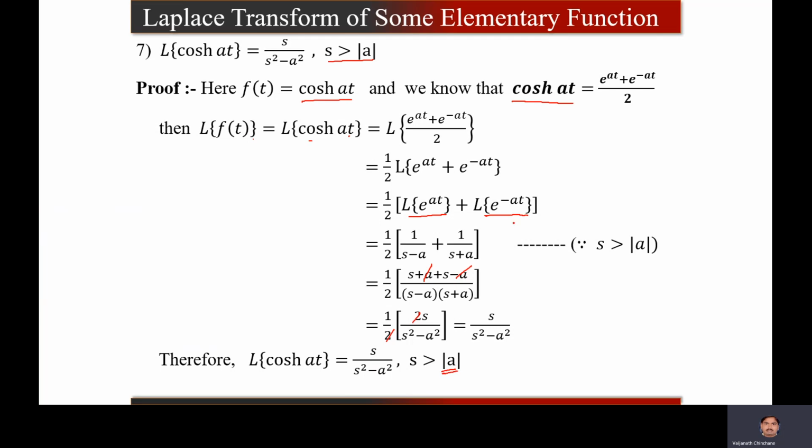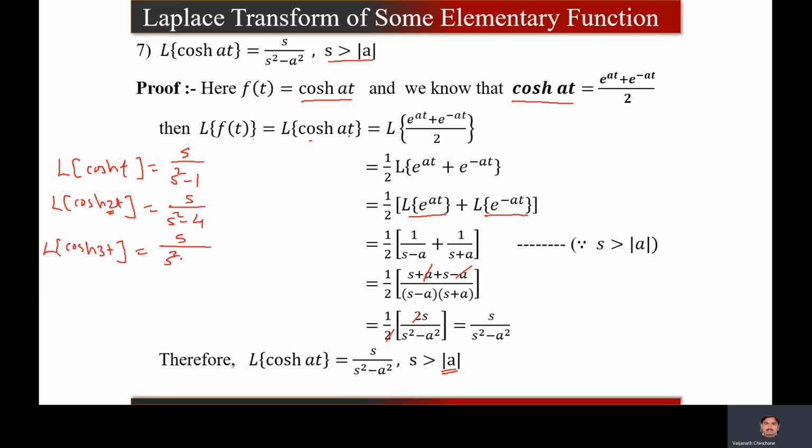So this is about the cos hyperbolic at. Suppose we want to find Laplace of cos hyperbolic t. So a means 1, that is s upon s square minus 1. What is Laplace of cos hyperbolic 2t? That is s upon s square minus 4, because a square is 4, a is 2, right? Laplace of cos hyperbolic 3t, that is s upon s square minus 9. Similarly, Laplace of cos hyperbolic 3 by 2 t, that is s divided by s square minus 9 by 4, and like this.